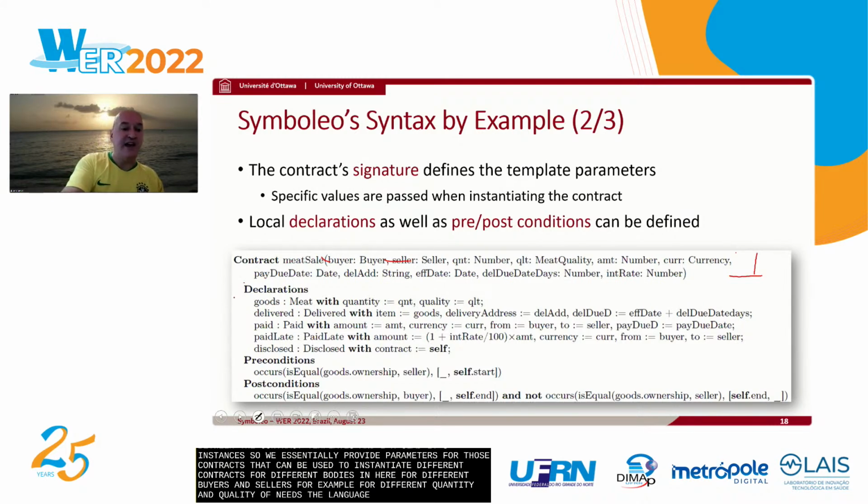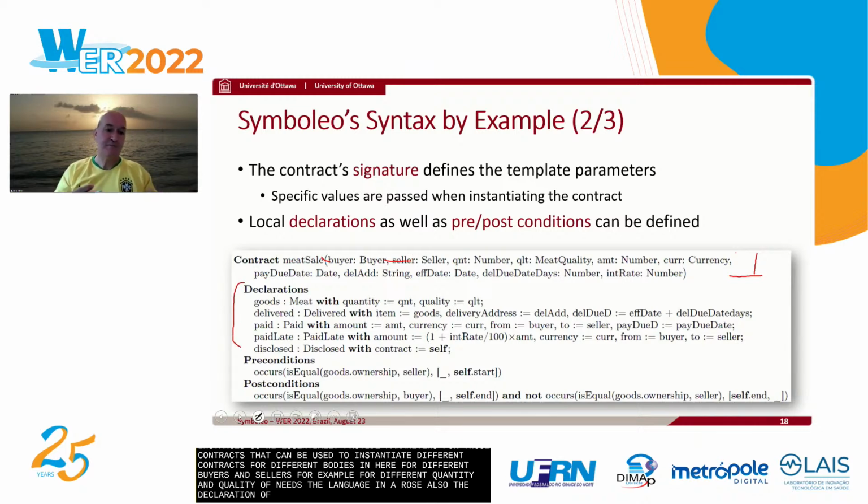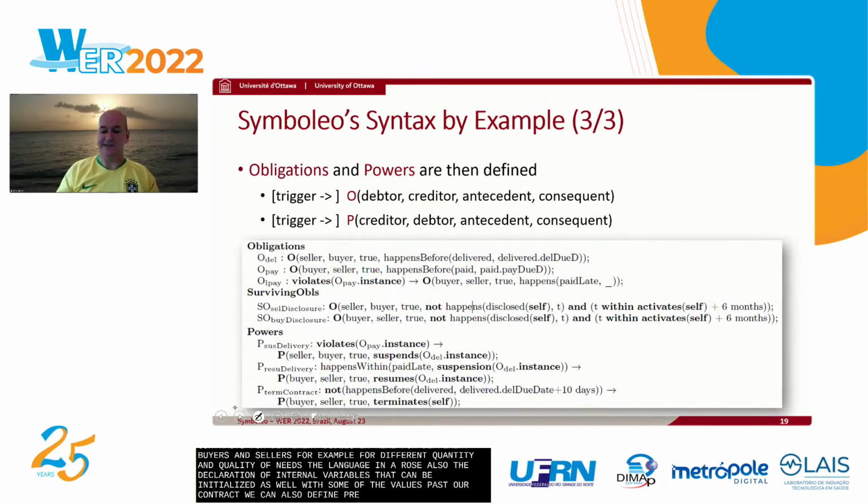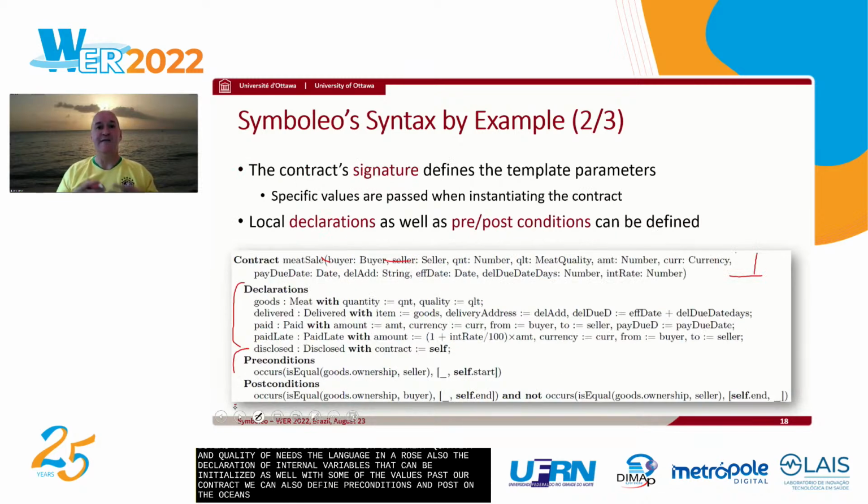The language enables also the declaration of internal variables that can be initialized as well with some of the values passed during the instantiation of the contract. We can also define preconditions and postconditions for the contract as well. So things that should be true before and after the execution of the contract.